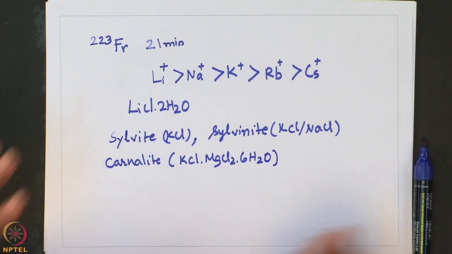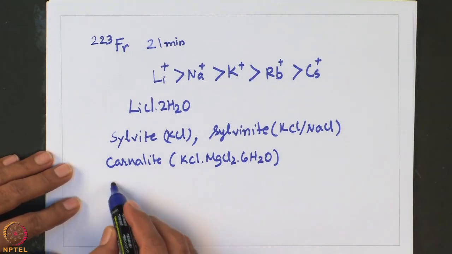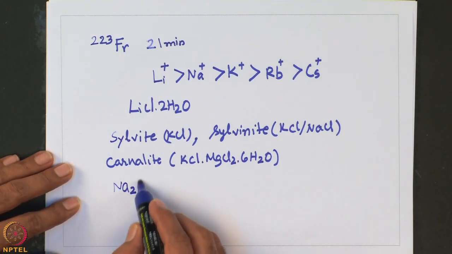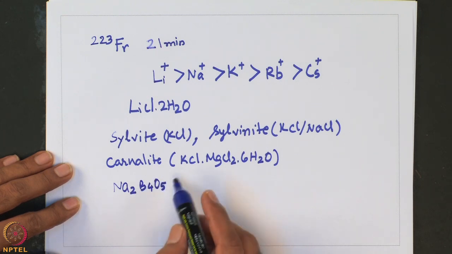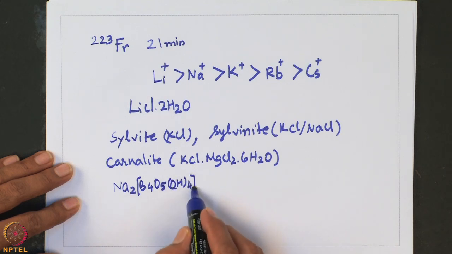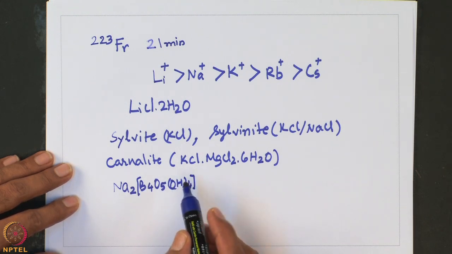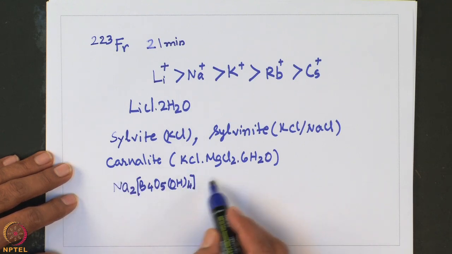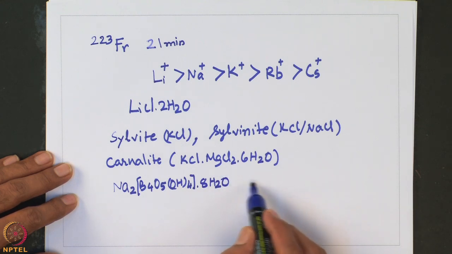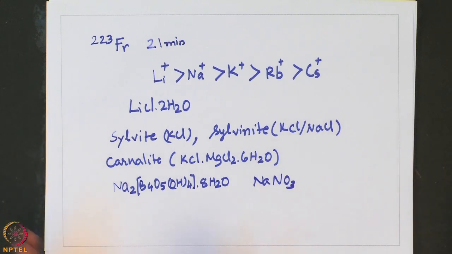So, other sodium and potassium containing minerals such as borax, and chili saltpeter, that is NaNO3. Okay. So, these are the major sources of some of these alkali metals.